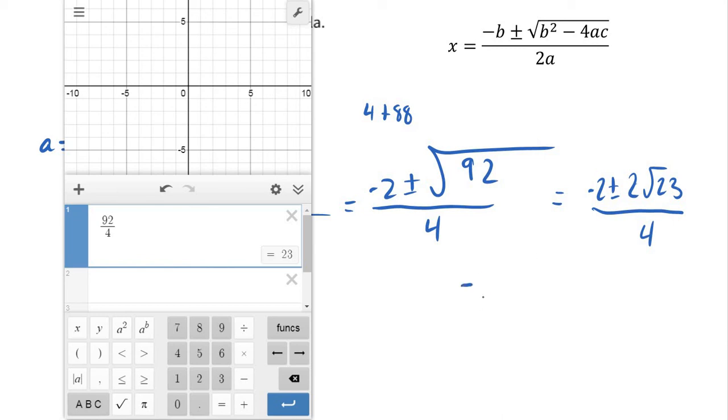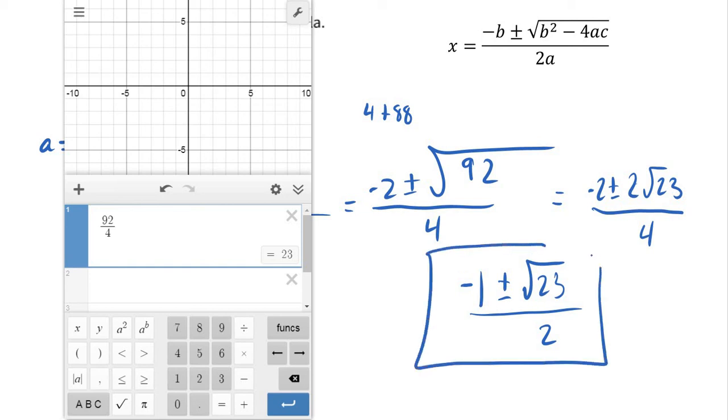So you need to simplify them both. So this would be negative 1 plus or minus, this would simplify to a 1 as well. So I'll just write square root 23 all over 2. See, 2 over 4 becomes 1/2. 2 over 4 becomes 1/2. And this is the way I would write my final answer. Okay? So a little bit of a process.